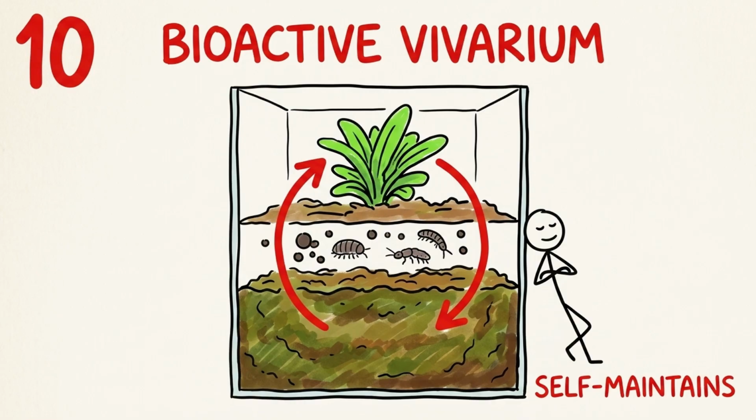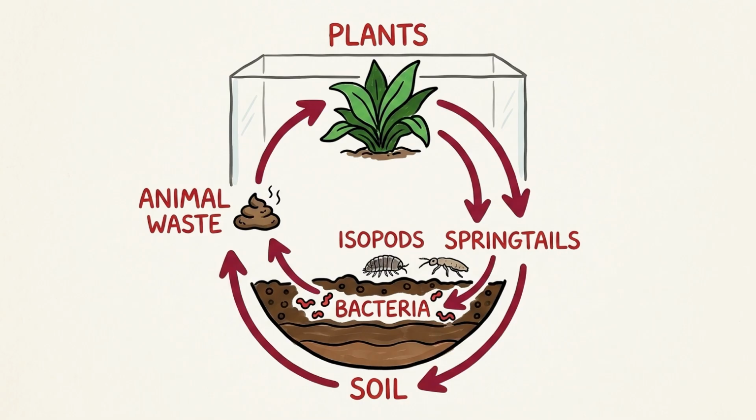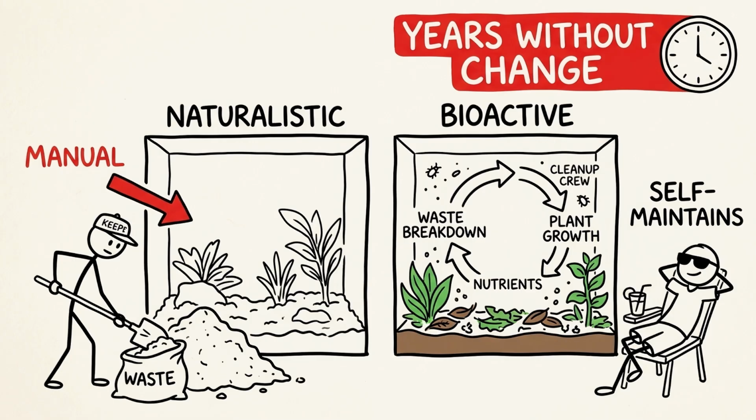10. Bioactive vivarium. A bioactive vivarium is a fully functioning ecosystem. Live plants, isopods, springtails, and beneficial bacteria work together to break down animal waste naturally, cycling nutrients back into the soil. Unlike a naturalistic build, the enclosure actively maintains itself. A properly established bioactive vivarium can run for years without substrate replacement.